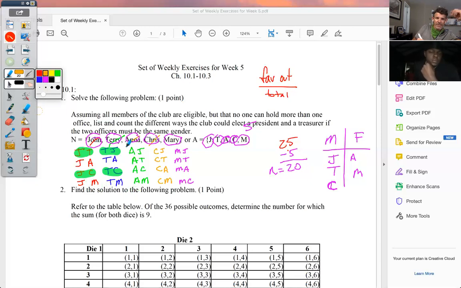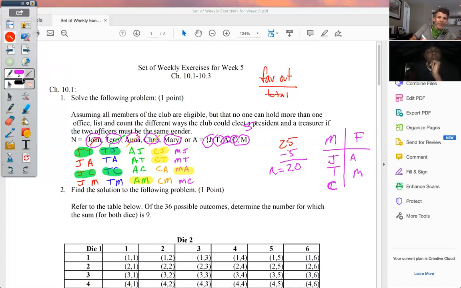Okay, so let me change colors just because I got a conflict here. Let's go yellow. Anna and John, nope. Anna and Terry, nope. So that whole column's got a female in it. Oh, but they have to be the same. So we actually could do, go ahead. Anna and Mary are the same. Good job. Okay, next column. Chris and John, the same. Chris and Terry is the same. Chris and Anna are different, and Mary is different. Okay. Mary and John. Different. Mary and Terry. Different. Mary and Anna. Yep. Mary and Chris.